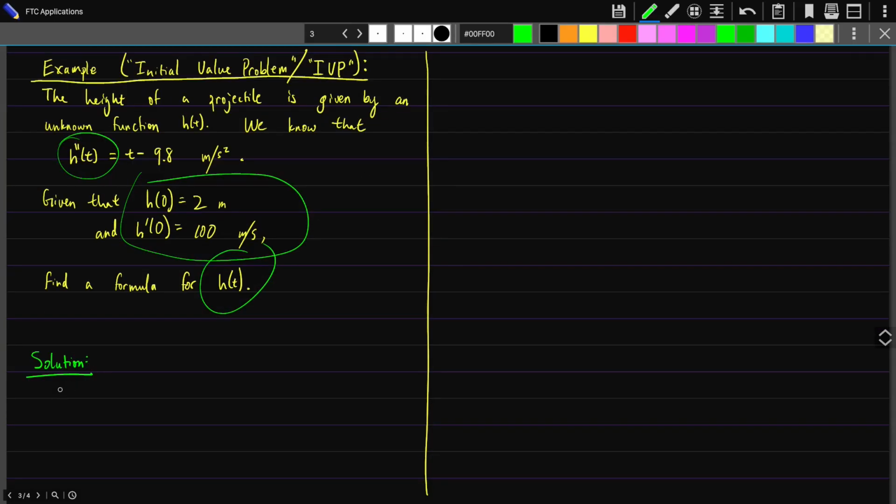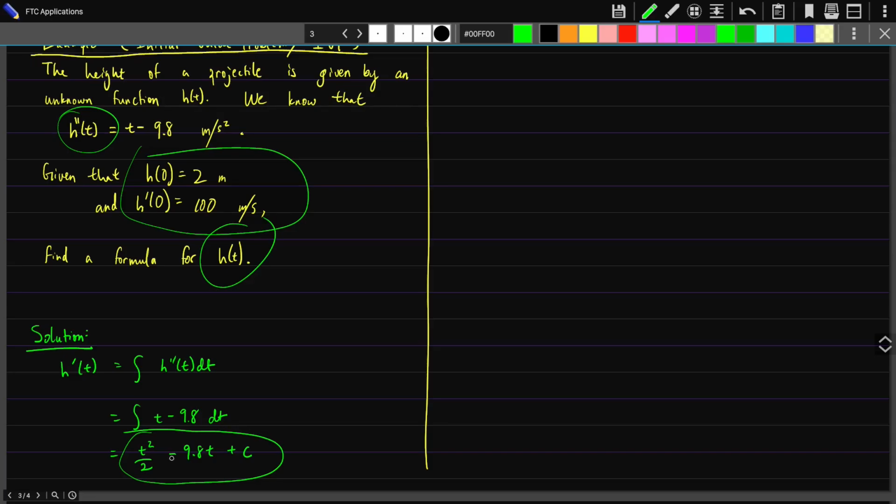So in this case, the first thing we want to do is use the fact that the first derivative is the integral of the second derivative. And the second derivative in this case is t minus 9.8 meters per second squared. So the most general antiderivative is t squared over 2 minus 9.8t plus c.